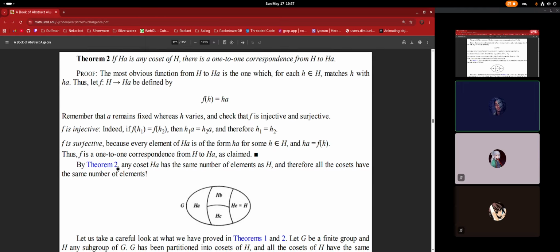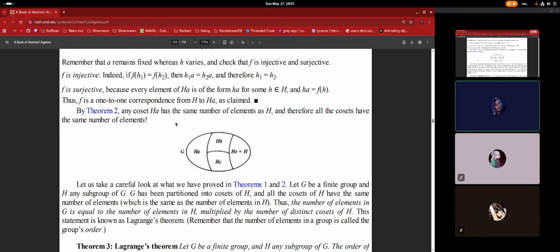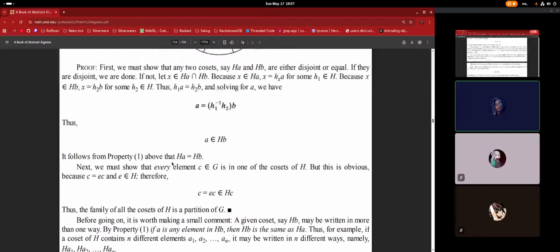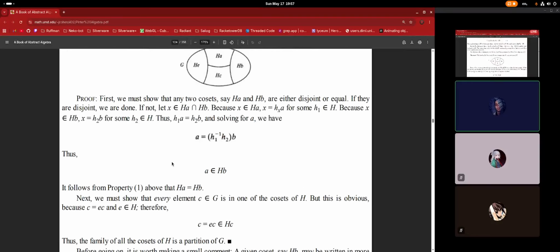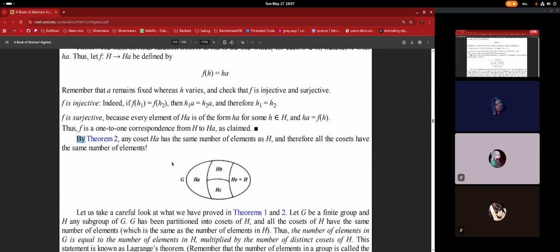So by theorem 2, any coset Ha has the same number of elements as H, and therefore all the cosets have the same number of elements. Which, again, all of this so far seems fine, right? Nothing crazy. The craziness is about to come though. Just wait a bit.